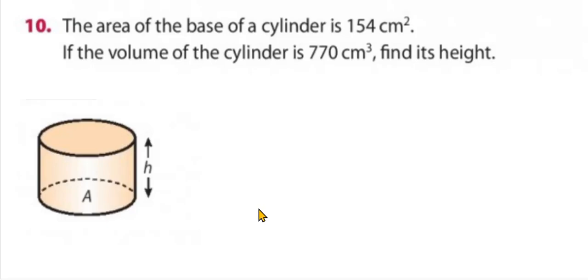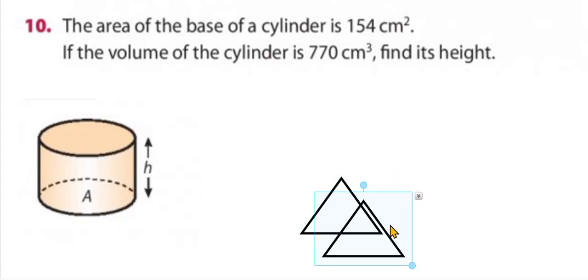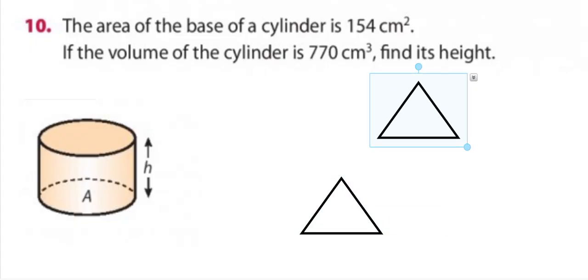The area of the base of a cylinder is 154, and the volume of the cylinder is 770. So what you might have remembered previously, remember we were doing prisms. Do you remember when we were doing prisms, we'd get the area of the face, and then we'd multiply by the distance it goes backwards. Do you remember that? An example is a triangular prism as shown on the board here.